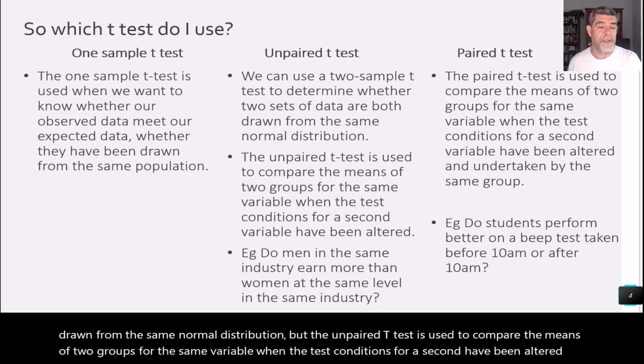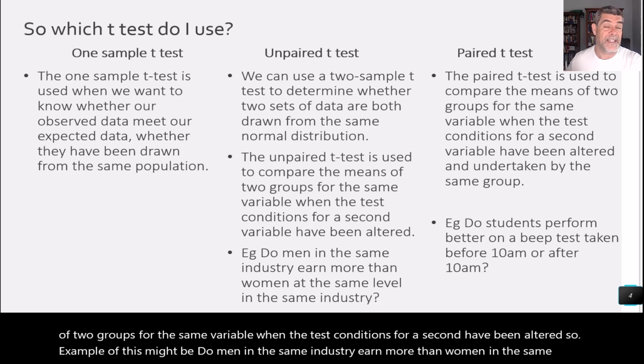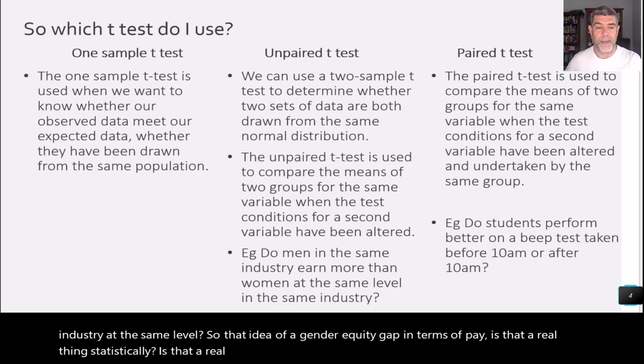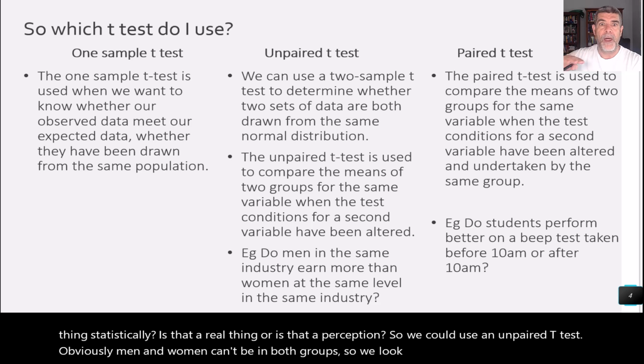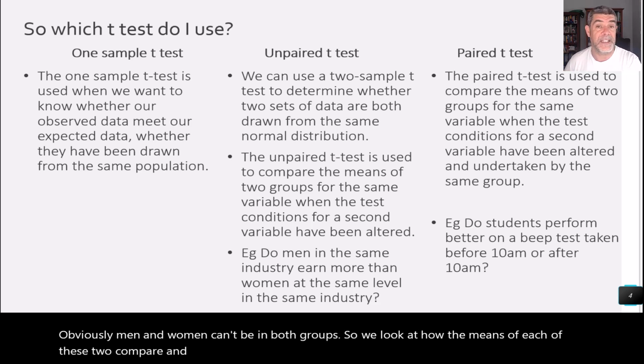So an example of this might be, do men in the same industry earn more than women in the same industry at the same level? So that idea of a gender equity gap in terms of pay, is that a real thing? Statistically, is that a real thing? Or is that a perception? So we could use an unpaired t-test. We look at how the means of each of these two compare and whether they're statistically significant or not.